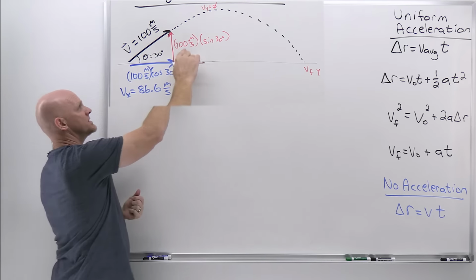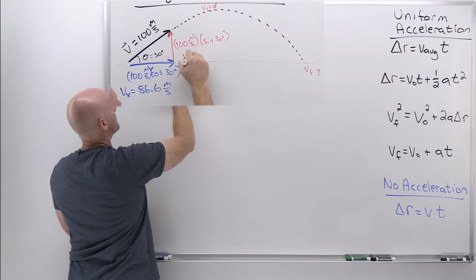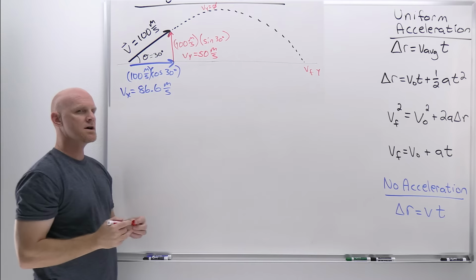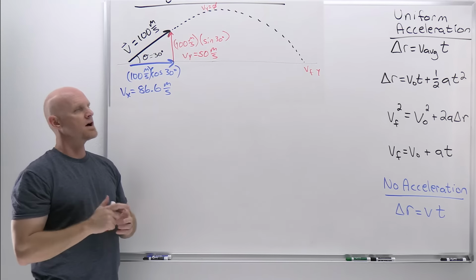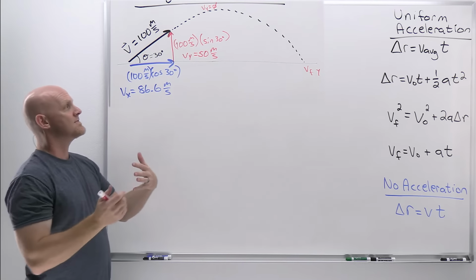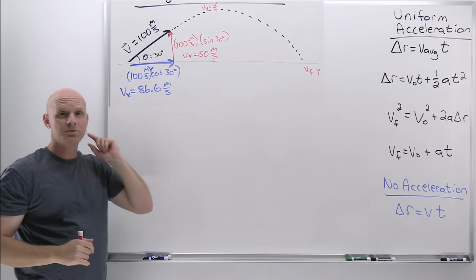And 1/2 of 100 is 50 meters per second, which was the initial velocity of the baseball we just threw up in the air in the last problem. And this is really a combination of the last two problems we've done.